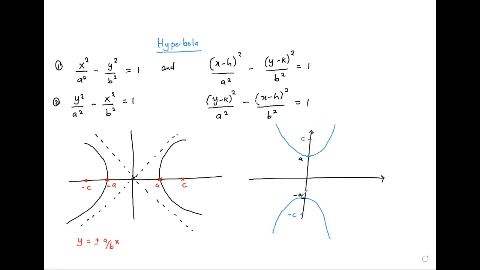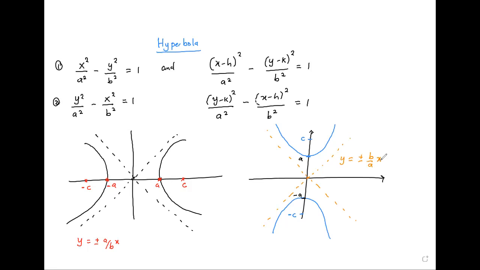And then we'll have the lines of symmetry, the asymptotes. For this case, our asymptotes will be y is equal to plus or minus b over a x. So you notice a switch here. When it is on the y-axis, we have b over a. When it's on the x-axis, we have a over b for the asymptotes.